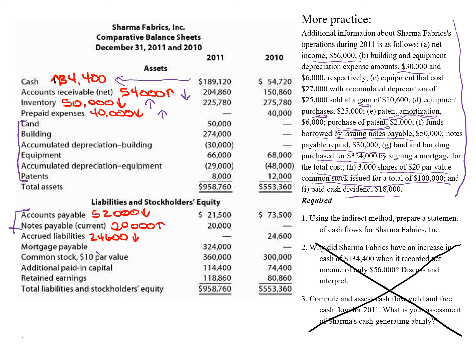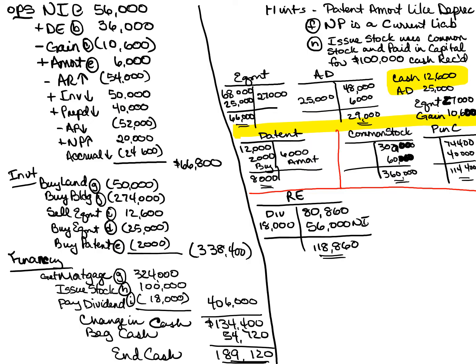Current liabilities, accounts payable went down 52,000, so that's a reduction in cash. Notes payable went up 20, so cash goes up 20. Accrued liabilities goes down, so cash will go down. We'll analyze the rest of these in a second. All right, so remember all that additional information, and we're going to turn the page and see what else we can do. All right, from the additional information, we learned about net income, depreciation expense, gain, and amortization.